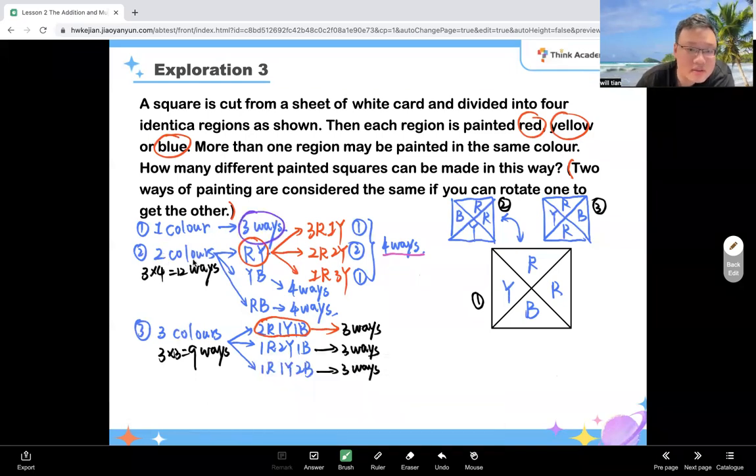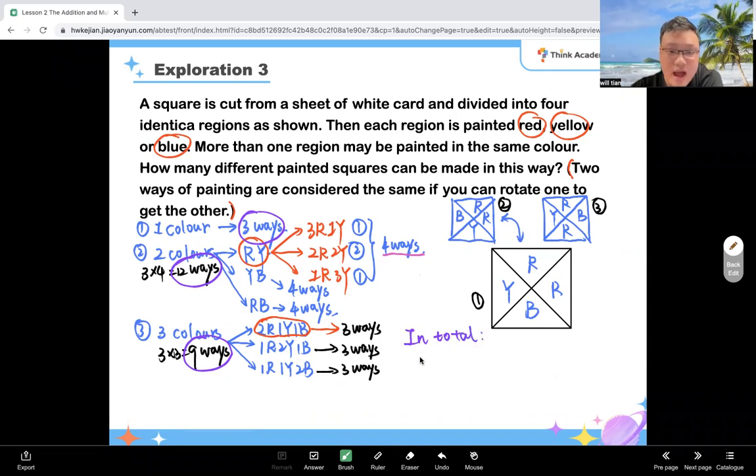3 ways, 12 ways, 9 ways. Add them together. Means we have 24 different ways, right? So in total, we have 3 plus 12 plus 9, which is 24 ways.